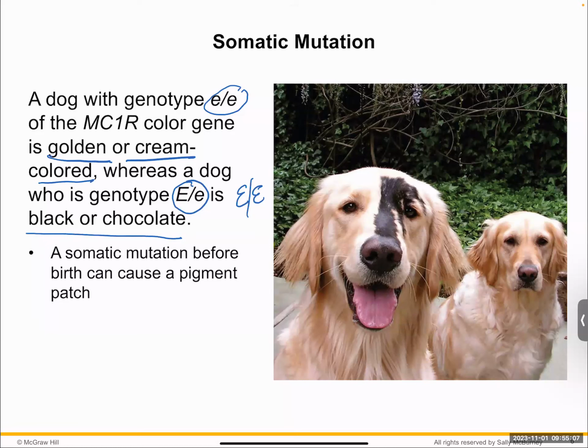Now, if you have a somatic mutation, again, it means some of the cells related to the skin color of this dog have undergone change. Not every cell, but a certain group of cells. So that somatic mutation during the replication process of the DNA causes a pigmentation patch, as you can see right here. The rest of the dog still has their normal color, but you have patches of the other pigment, the capital E lowercase e, being visualized because of the somatic mutation.